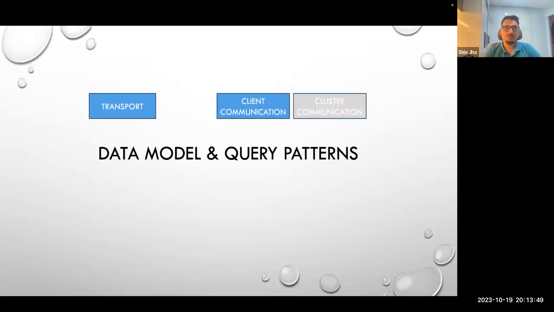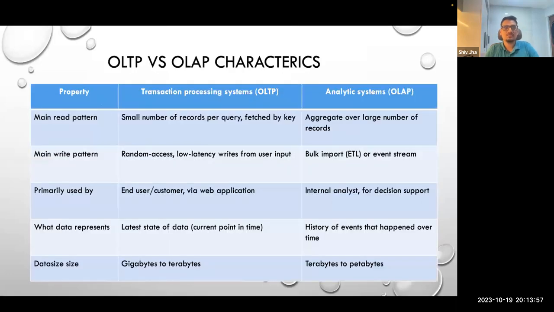Next up, apart from query language, we will start looking at the data model and query patterns. So first on data models, we will look at the transactional databases, called OLTP here, and analytics databases. If you have to choose which kind of database suits the use cases you have in mind, this is a table that you can probably use to decide that.